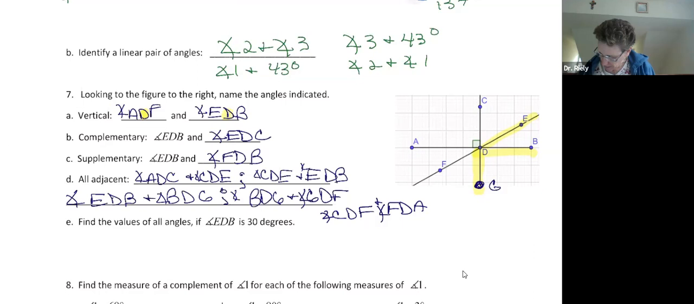Okay, now this is an interesting question. It says find the value of all the angles if angle EDB is 30 degrees. So EDB is 30. So I'm going to start filling things in. If this is 30, then the vertical angle opposite it has to be 30 as well. Okay, so I'm seeing that CDE is complementary to that 30-degree angle. Therefore, that has to be 60. If that's 60, this is vertical, that has to be 60. The box tells me it's 90. And if this is 90 up top, this has to be 90 down below.